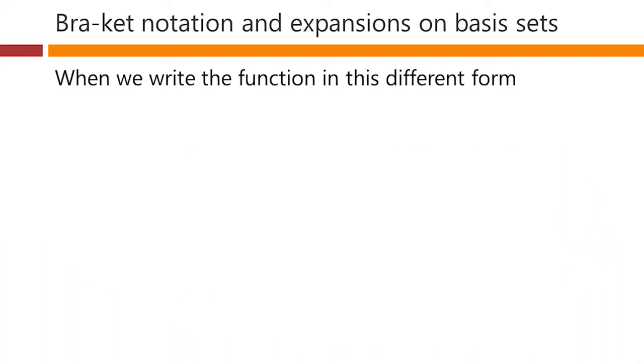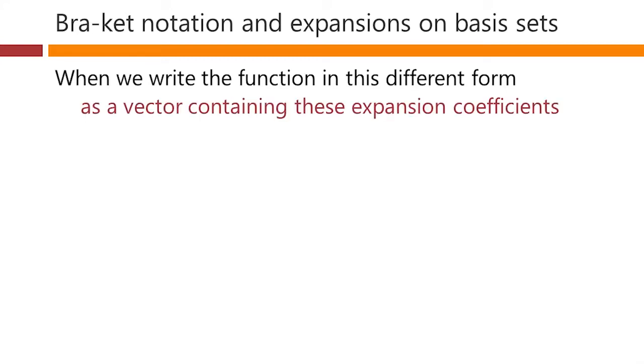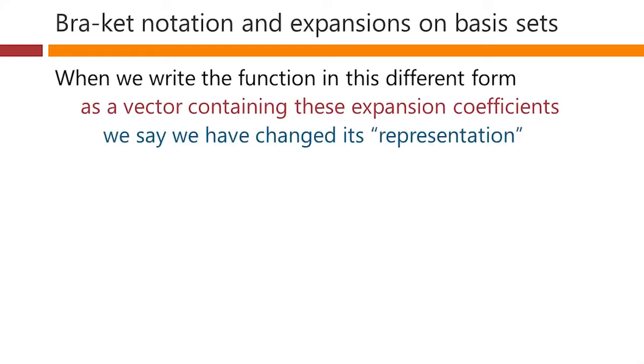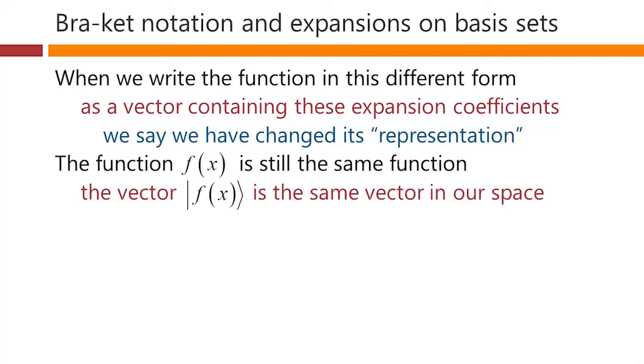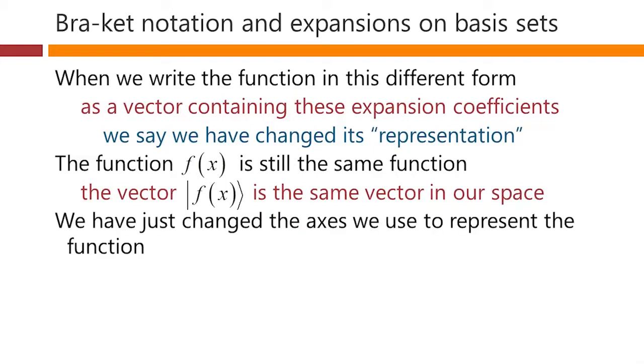When we write this function in this different form, as a vector containing these expansion coefficients, we say we have changed the representation of the function, but the function is still the same. We're just representing it a different way. So the function f of x is still the same function we had before, and the vector is still the same vector in our space. What we've done, though, by changing the representation, is change the axes that we use to represent the function. So the vector is the same vector, it's just that the coordinate axes have changed.